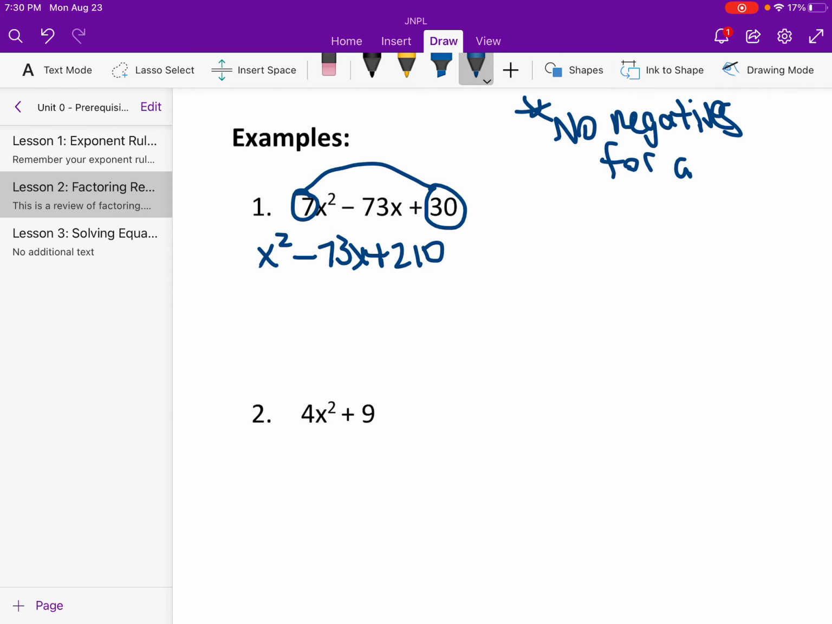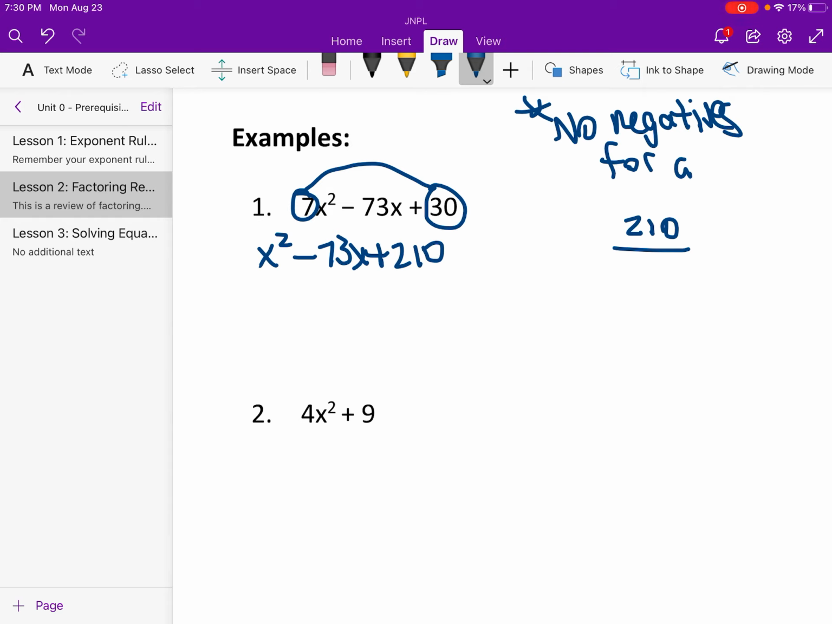Now we need to think. I said split this apart, and what we do is we split it apart to where the two terms add to equal this, and they multiply to equal this. I said a times c is 210. That's the 7 times 30. So what we can do, you might not know off the top of your head, but it might be easy to see 7 times 30.